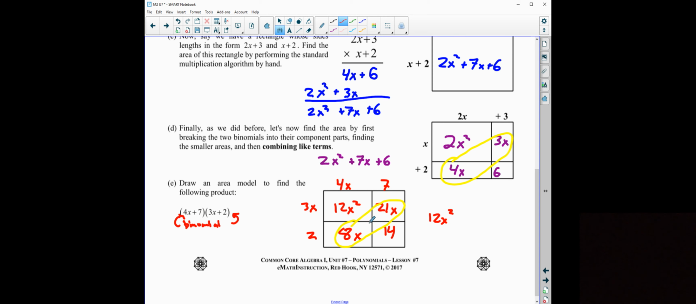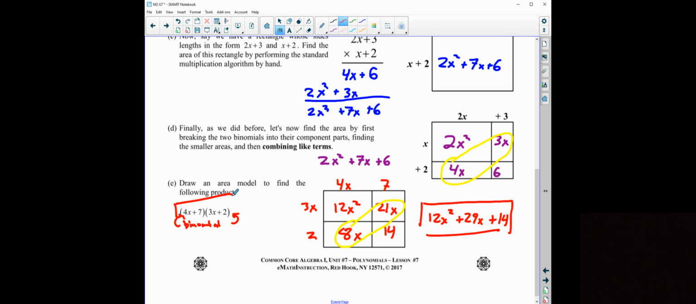I have 21x and 8x. We know that combines to 29x. The x stays the same. I add the coefficients. 21 plus 8 is 29. And I have a 14. That's my answer. This right here is my answer.